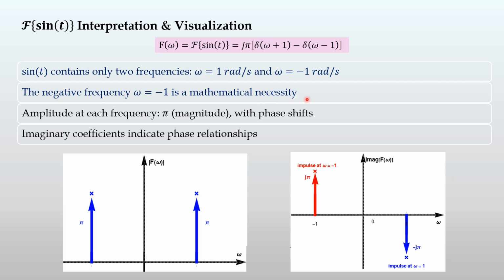Graphical visualization of the transform is provided. In the plot of the imaginary part versus frequency, two imaginary impulses are observed, one at ω equals minus 1 with value jπ, and one at ω equals plus 1 with value negative jπ. When the magnitude spectrum is considered, impulses of height π are seen at both frequencies. This confirms that the sine function's energy is concentrated at exactly 2 points in the frequency domain.